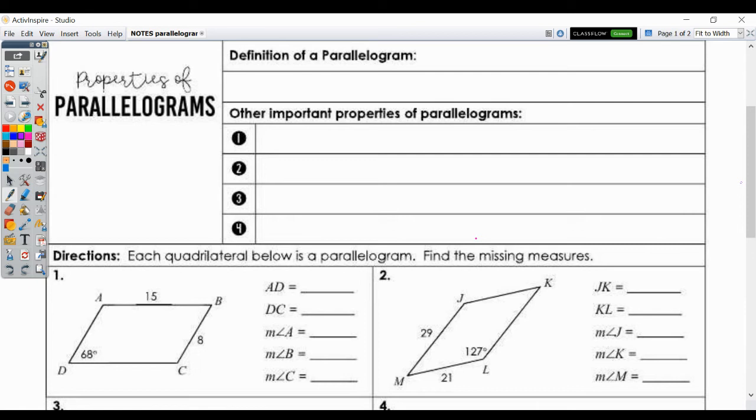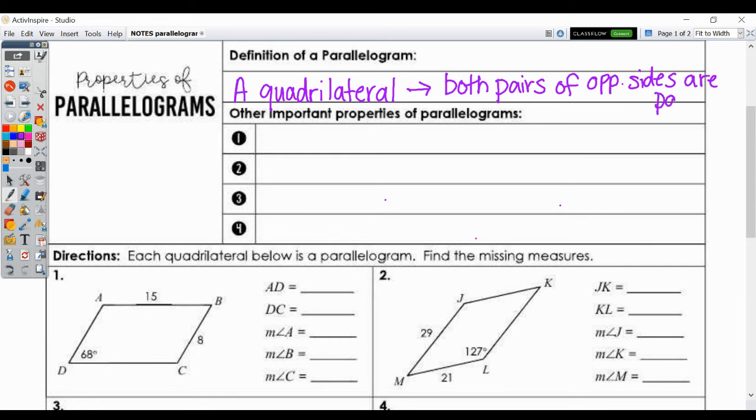So, first, let's talk about the definition of a parallelogram. The definition says that a parallelogram is a quadrilateral. And we know that a quadrilateral means that it's got four sides, right? And it's a quadrilateral where both pairs of opposite sides are parallel. So that just means that both pairs of sides just never cross each other.